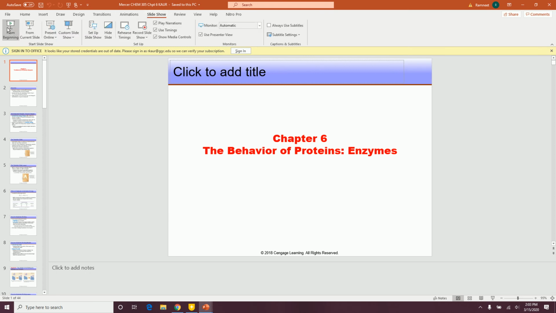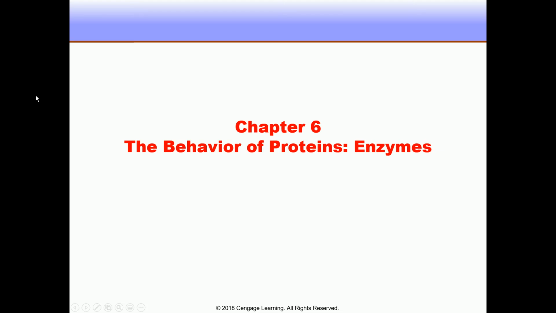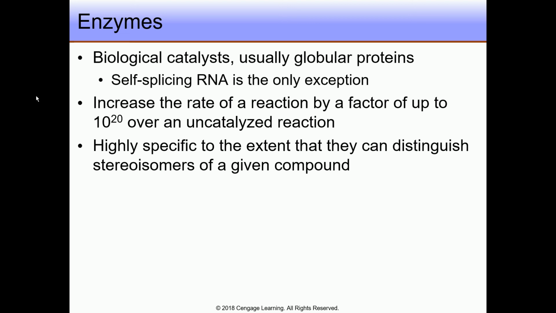Chapter number 6 and chapter number 7 are basically about enzymes. In these chapters, we are going to talk about what enzymes are, how they work, and how enzyme activity is inhibited and regulated. All these concepts we're going to talk about. So first of all, what are enzymes?